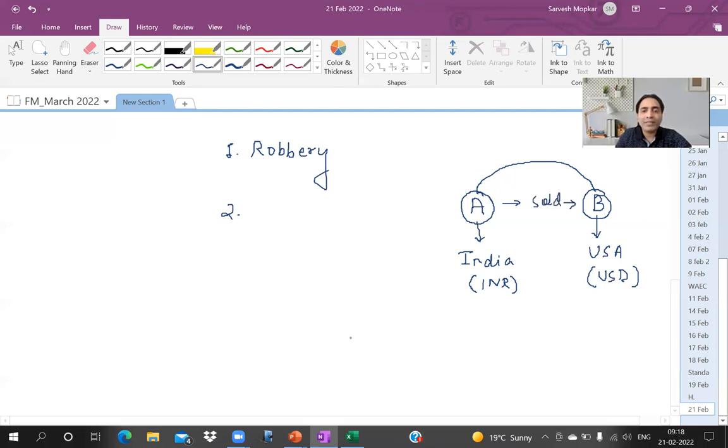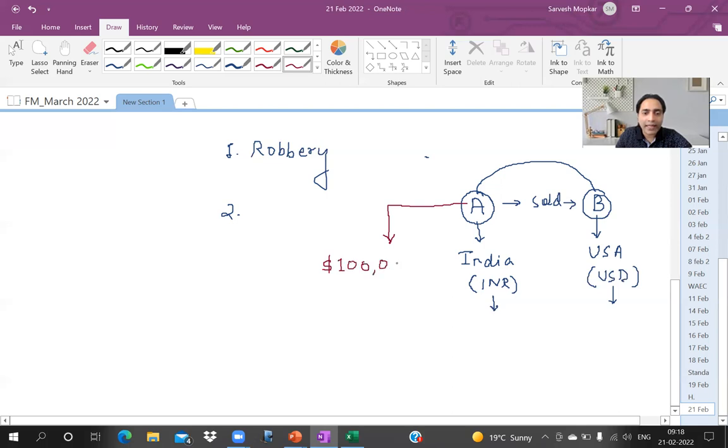Now, what was the invoice amount? For A, the home currency is Indian rupee and the foreign currency is US dollar. Similarly, for B, the home currency is US dollars and the foreign currency is Indian rupee. Now, we are talking from the perspective of A. A has sold goods to B, and as is the normal convention, the invoice has been made in US dollars.